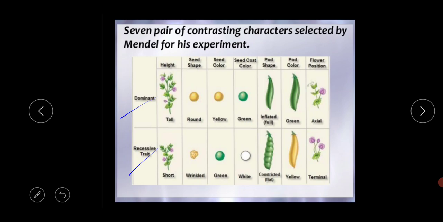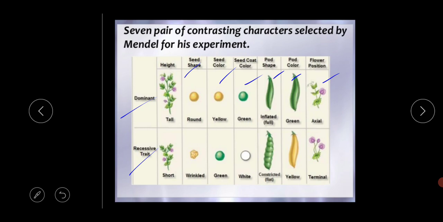We will discuss in our next slide the meaning of dominance and the meaning of recessive. So here is a list of contrasting traits. Stem height: two types of height you can easily identify, tall and short. Next is seed shape, round or wrinkled. Next is seed color, yellow and green. Seed coat, green and white. Pod shape, inflated and constricted. Pod color, green or yellow. And the last one is flower position, axial or terminal.